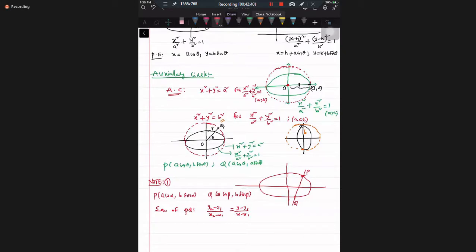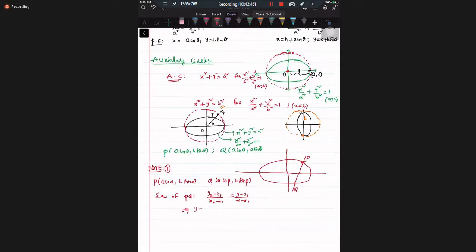Please respond, all of you. Now y minus b sin alpha divided by x minus a cos alpha equals b common, sin beta minus sin alpha, divided by a common, cos beta minus cos alpha. We will cross multiply and simplify this. Then finally, what is the result?